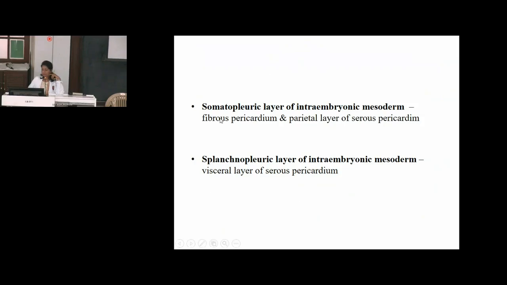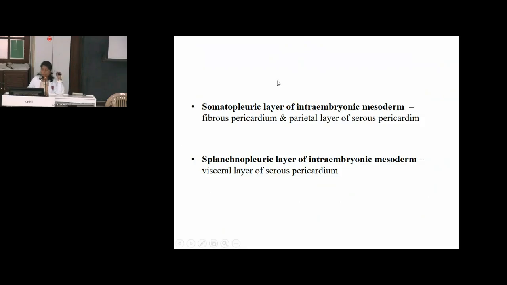So what happens here? The somatopleuric layer of the intraembryonic mesoderm forms the fibrous pericardium and the parietal layer of the serous pericardium. Right? So here we get the space between the parietal layer of the serous pericardium and the visceral layer of the serous pericardium, and that space is the pericardial cavity.